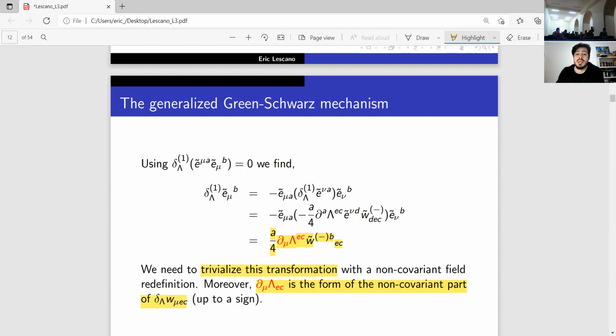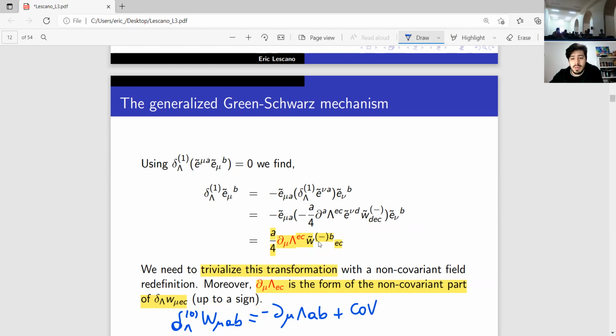If you recall the transformation of the spin connection, I'm going to write it. The zero order transformation of the spin connection is maybe equal to minus partial derivative of lambda AB plus a covariant part, plus covariant terms. This is the leading order transformation of the connection. Since this is a first order transformation, we only need the leading order transformation of the spin connection. So in this sense, it's the same to put the tilde or to remove the tilde. It's exactly the same. This tilde is just deforming the transformation to second order, and we are not interested in that order. Sorry. So at this point, the important thing here is that we need to trivialize this transformation in order to try to match with the Bergshoeff-de Roo approach.